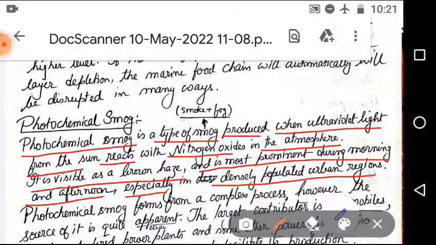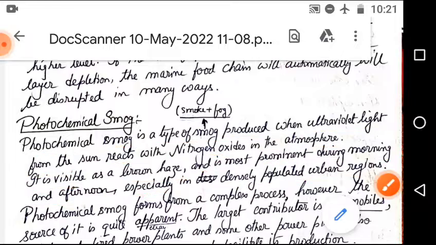And one of the gases is nitrous oxide, which, in the presence of ultraviolet rays, reacts with the water vapor that makes the fog, and they become heavy, and they settle down as smog.